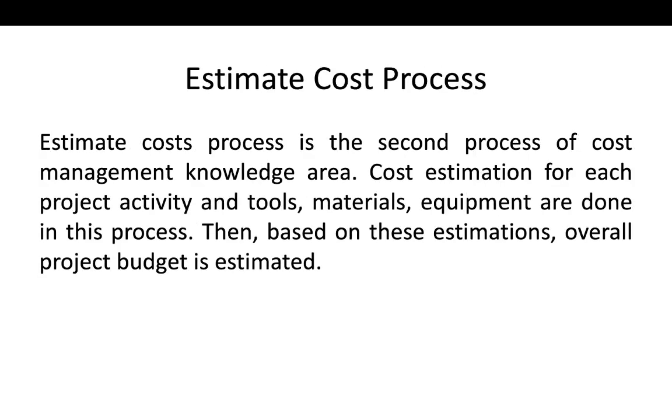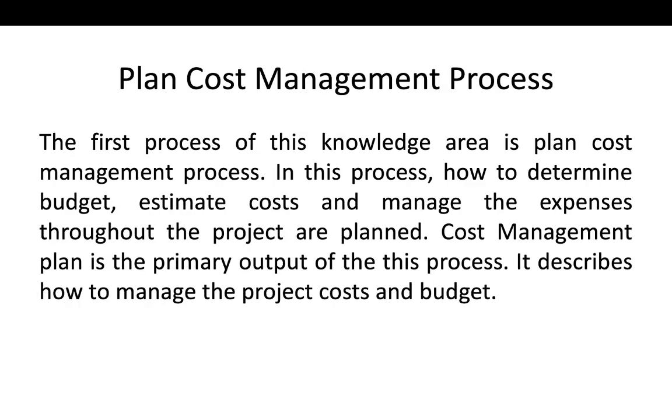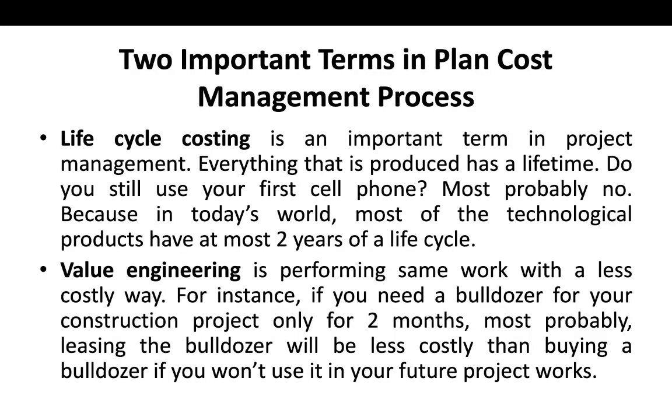So what were the four processes? We will look at this again. First was plan cost management. In this we do all the planning in the first stage, and in planning we think about the life cycle costing of a project and also value engineering. Life cycle costing is how long the life of that product or service is. And value engineering is working smartly, instead of buying expensive products we just take them on rent.